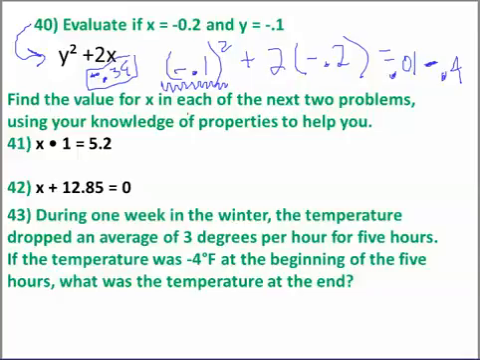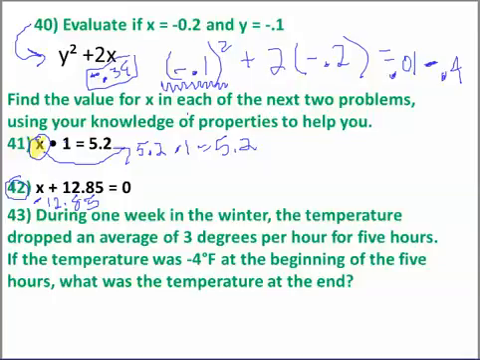Find the value of x for each of the next two problems using your knowledge of properties to help you. So what would I multiply by 1 to get 5.2? I hope that you all know. The only way to get 5.2 by multiplying by 1 is if you multiply it by 5.2. The only thing that can go in here for this x would be 5.2. How do I get 0 when I have 12.85? Well, I add a negative 12.85. That's all I want you to see. That x has got to be negative 12.85, if I'm going to add a positive 12.85 and get 0.